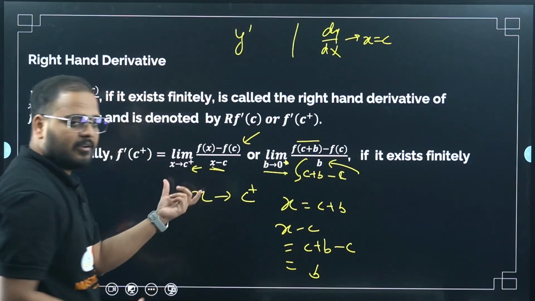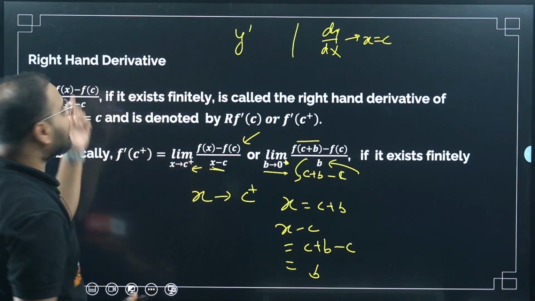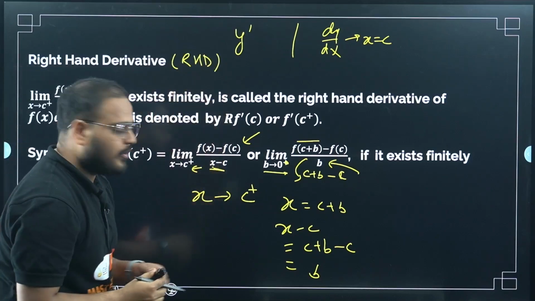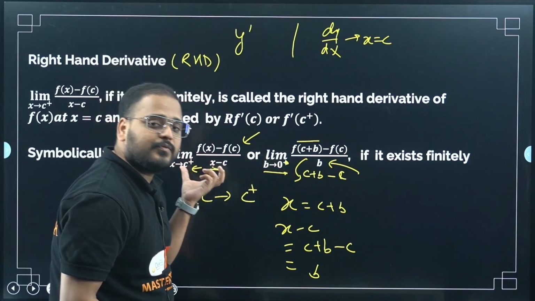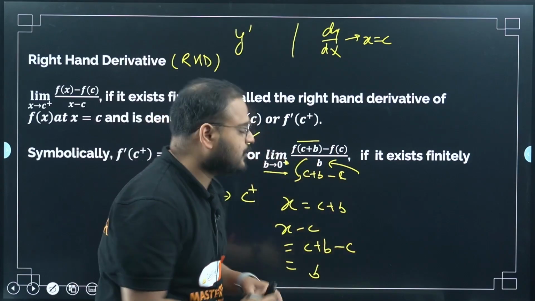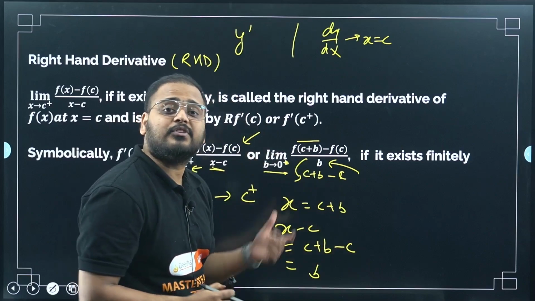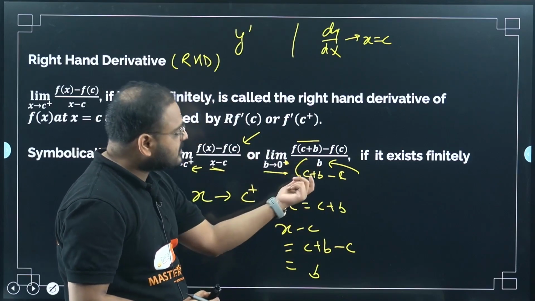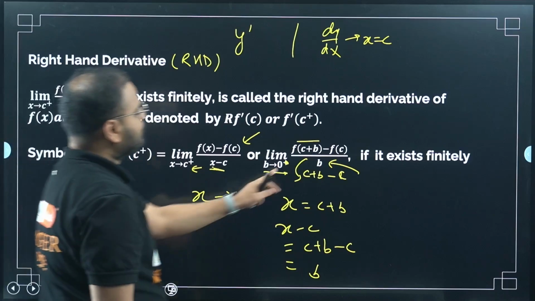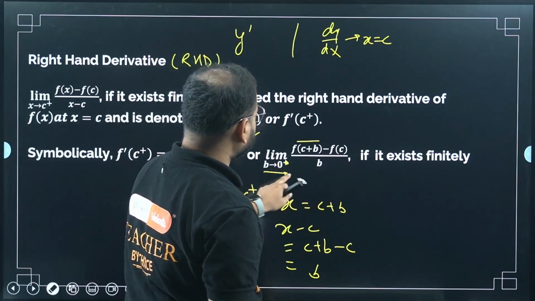So this limit, when we are trying to find out our RHD, what is this called? RHD, right hand derivative. We just write it in this form. Either you can use this form or you can use this form. This is the end form that we use to solve the questions: f of c plus b minus f of c upon b. Simply b. Don't have to write c plus b minus c. I hope you understand this.